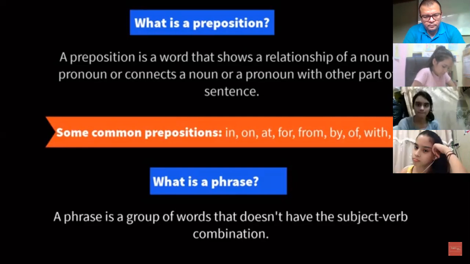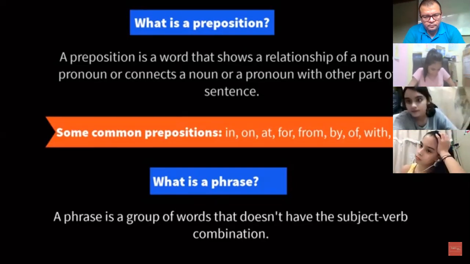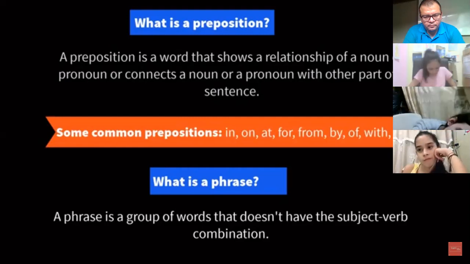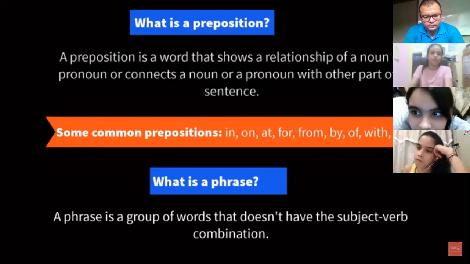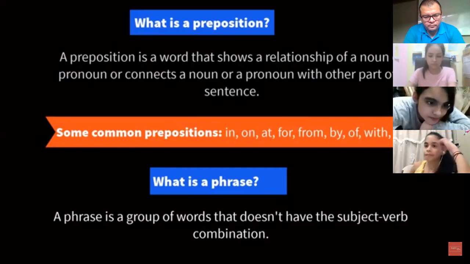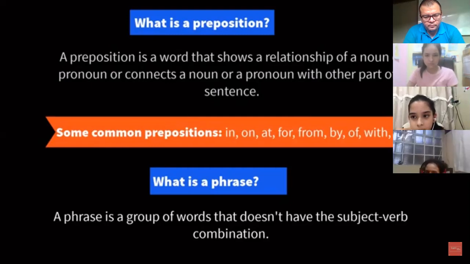Now let us understand what is a phrase. A phrase is nothing but a group of words that does not contain the subject-verb combination. So the important thing to understand here is that it does not include both the subject and the verb. Now let us understand what is a prepositional phrase.